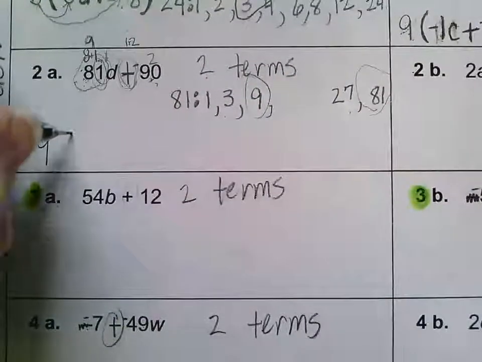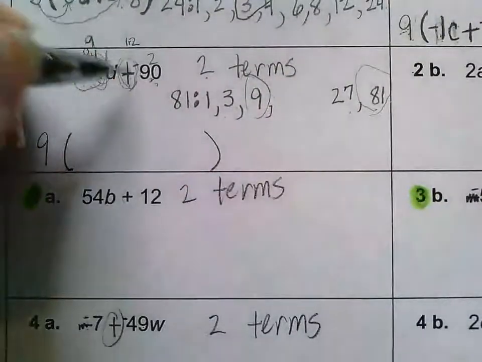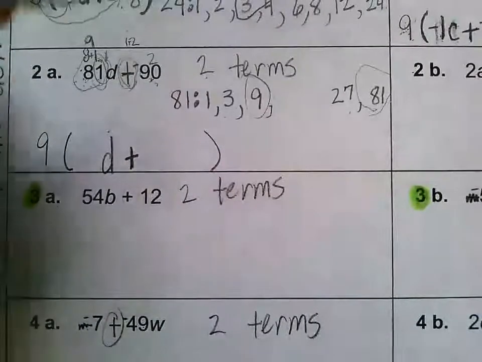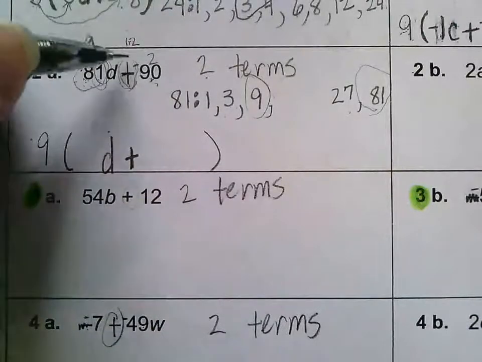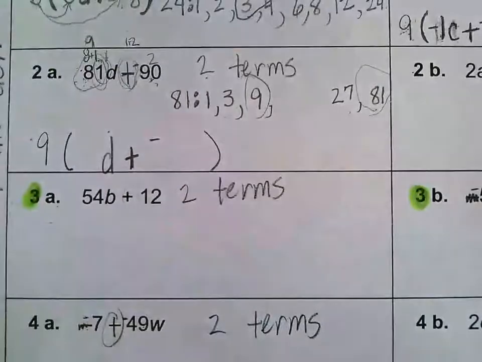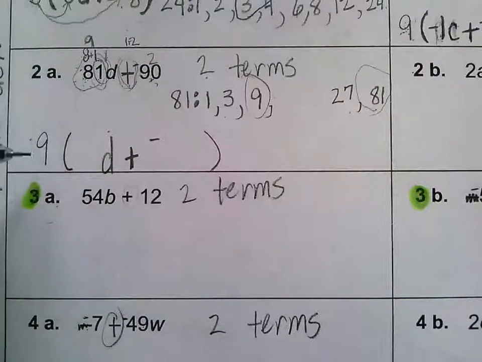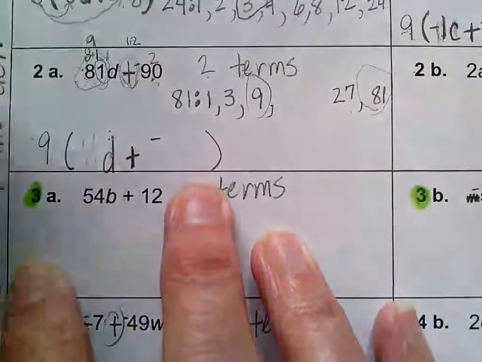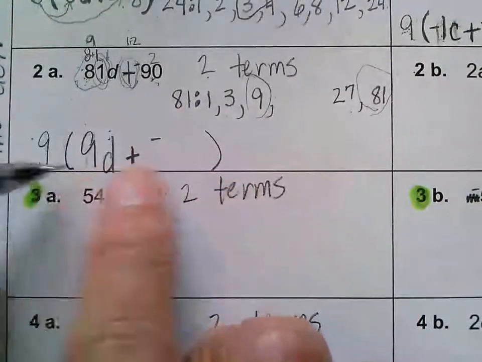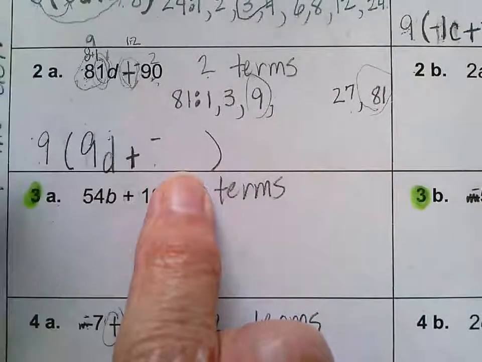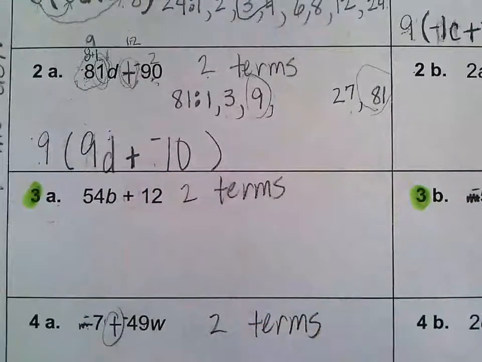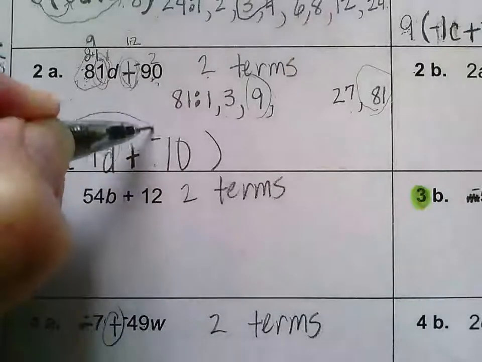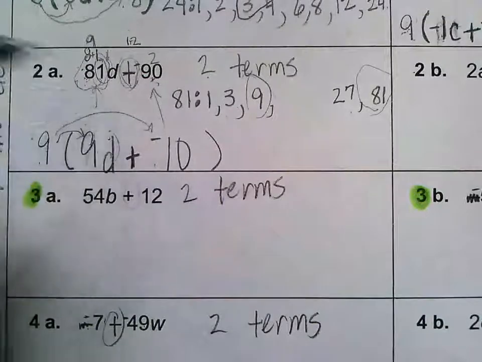So I'm going to put 9 outside of the parentheses, bring down my plus sign, bring down my variables, and because this is positive and this answer is negative, I could bring down that negative sign just so I don't forget it. 9 times what gives me 81? We already figured that out. It's not 8, it's 9. And 9 times what is going to give me negative 90? That's going to be negative 10. There's my answer. And I can check it by distributing this back out and seeing if I get these numbers, and I do.